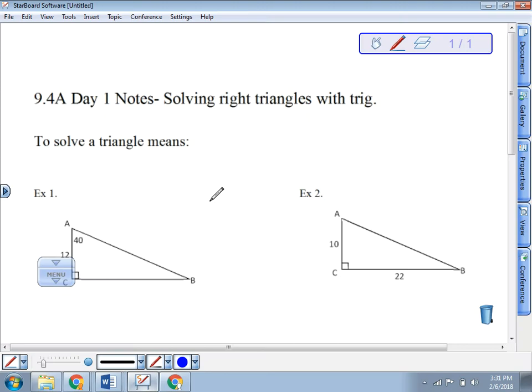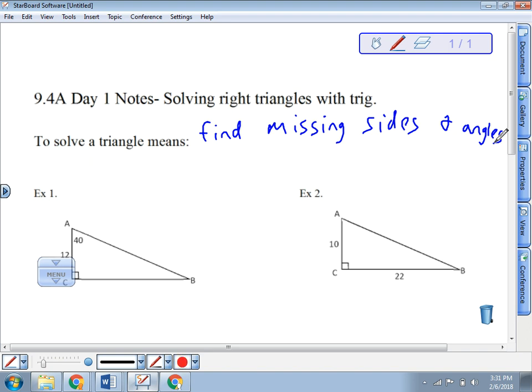Welcome to the notes on solving right triangles. Okay, so what does it mean to solve a triangle? It means we're going to find the missing sides and angles. In these problems, they're going to give you some information, but we're not going to have all the information on the sides and the angles.